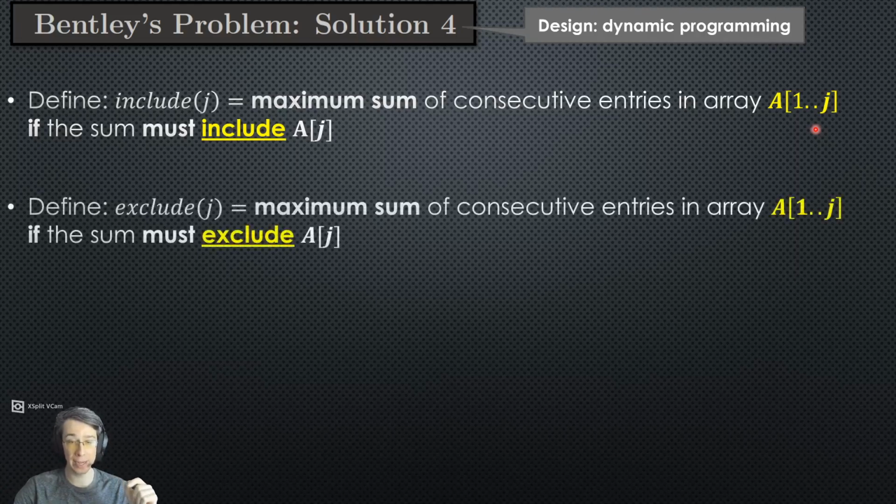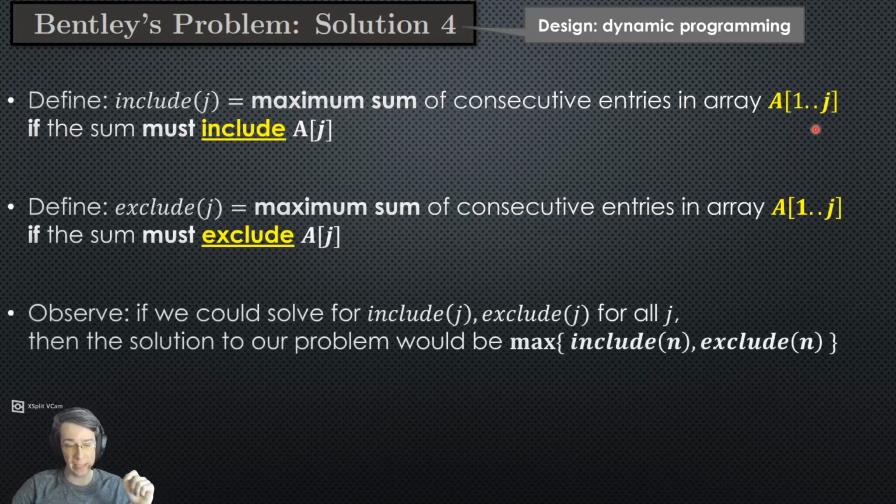Now exclude j is the maximum sum of consecutive entries in the array 1 to j, so it's the same restricted subarray, but the sum must exclude a_j. So this is the best you can do if you don't use a_j. So include j is the best you can do if you include a_j, and exclude j is the best you can do if you exclude a_j. Okay, so we're just defining these two mathematical objects for all j from 1 to n.